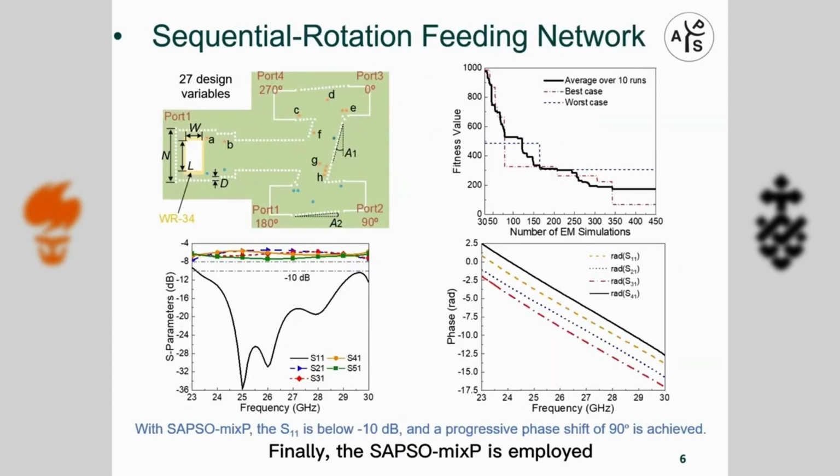Finally, the SAPSO with MaxP is employed to design a sequential rotation feeding network with 27 design variables. The optimized results show that good impedance matching is achieved, and the transmission coefficients are almost equal in magnitude. Also, the phase shift of 19 degrees is achieved.